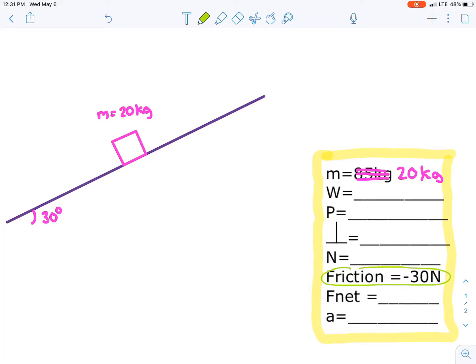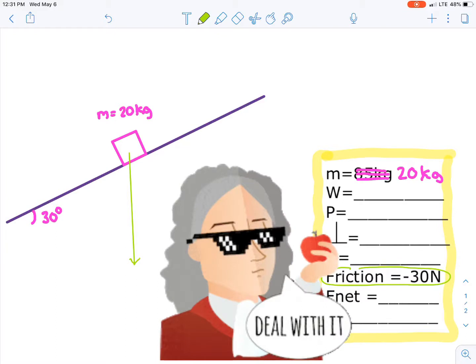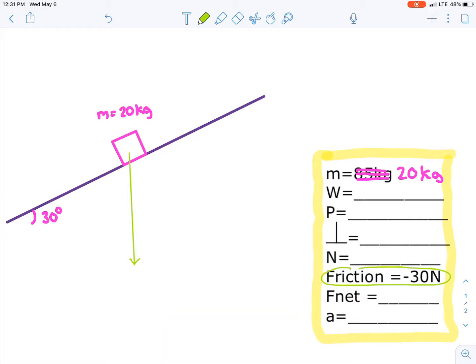I'm using green. I don't know why, I just am. So I'm going to go straight down because gravity is pulling that thing straight down to the middle of the earth. And I'm going to say to myself, that is the W side of this triangle to be. And because it's W = mg, right? So 20 times 10 equals 200 newtons.